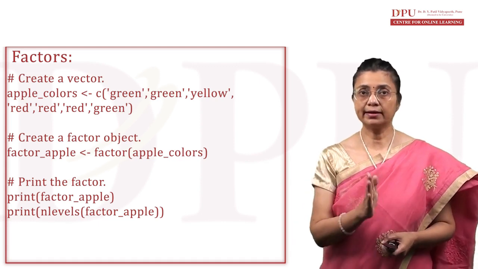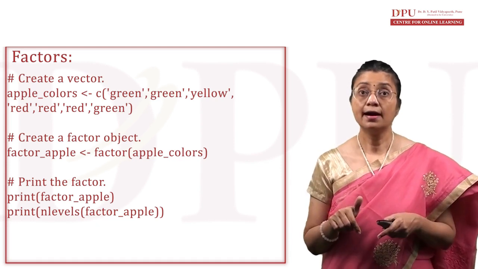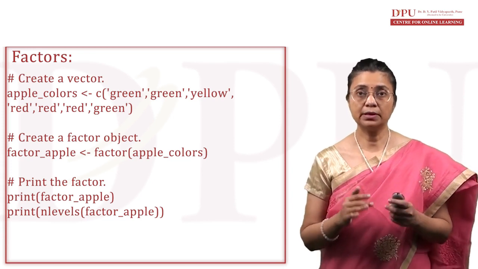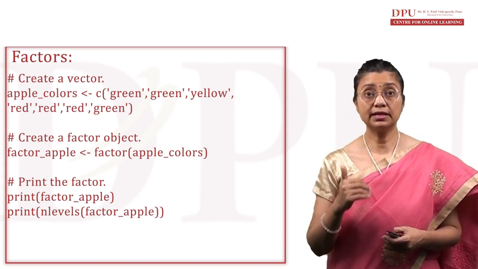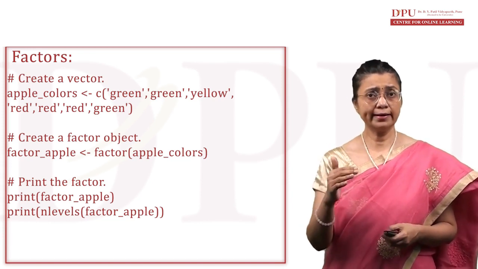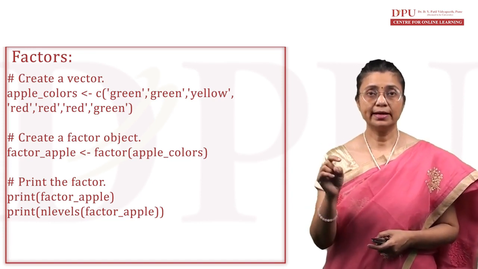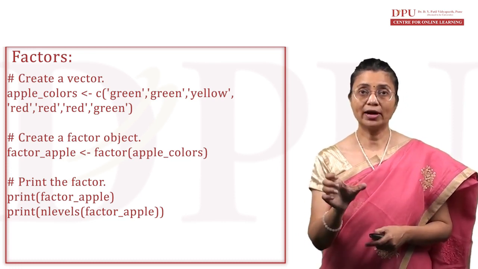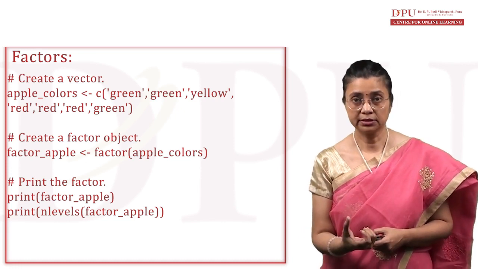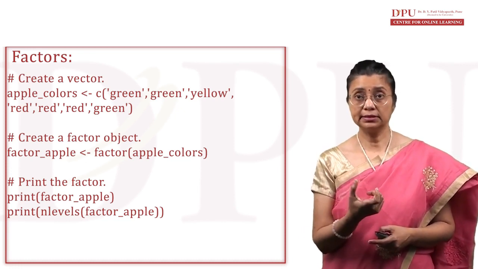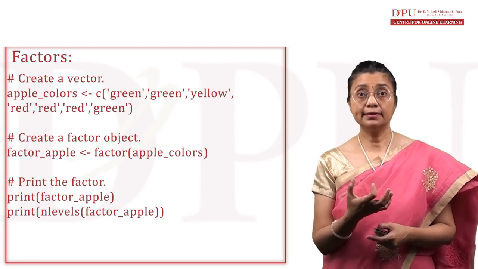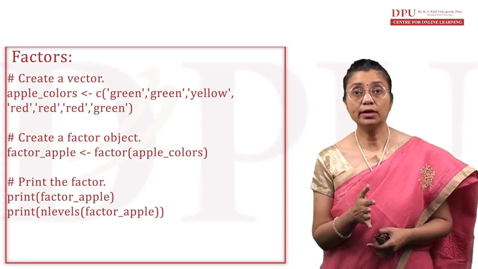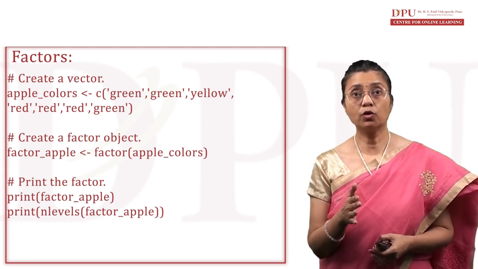How have I created it? factor_apple equals factor, and within brackets apple_colors. So I have factorized apple_colors. What will I get as a result? I write print, the factor, as my comment, and below that I write print and within brackets factor_apple. Factor_apple has all the factors. The moment I print it, see what I get as a result: green, green, yellow, red, red, green. This is my output of the factor.